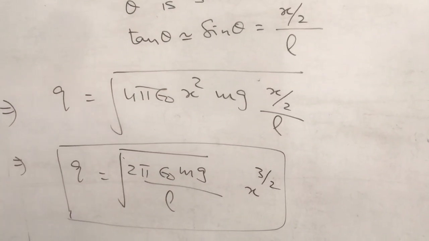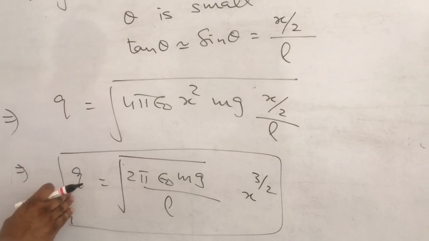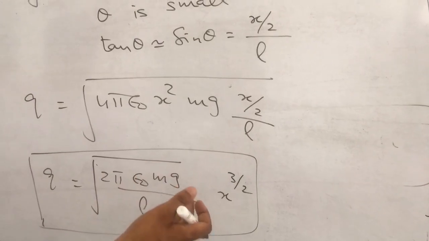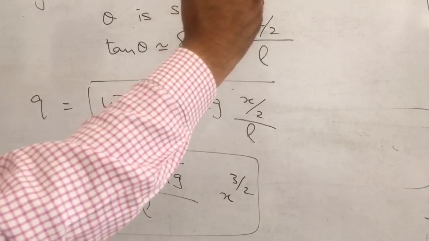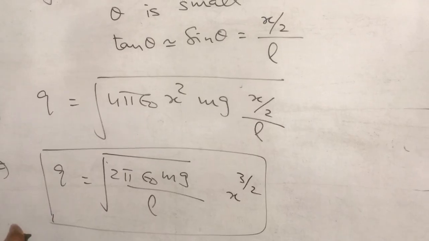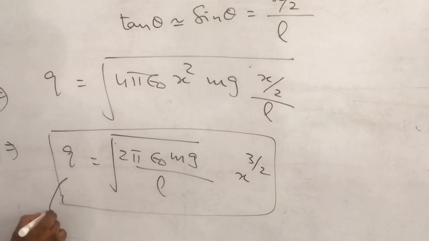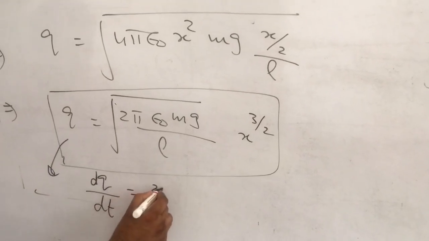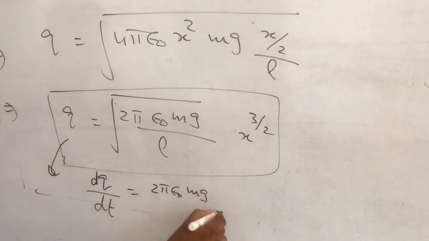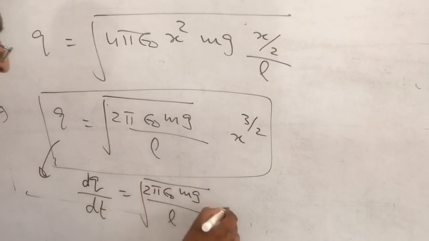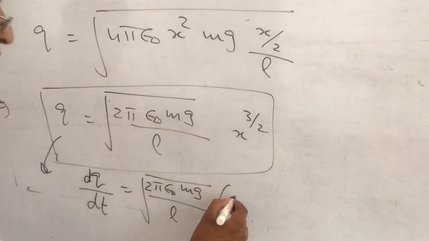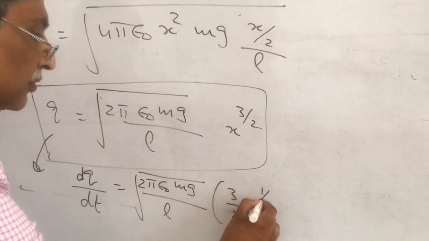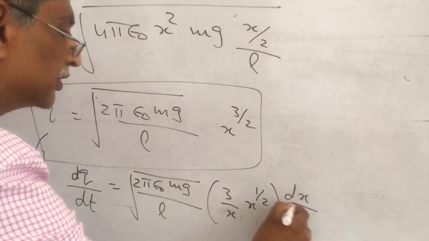If I differentiate this equation, on the left hand side I'll find dq by dt, and on the right hand side I'll find dx by dt, and dx by dt is nothing but the velocity with which the two spheres are approaching each other. Now differentiate this equation. I'll find dq by dt is equal to 2 pi epsilon naught mg divided by L into, if I differentiate x to the power 3 by 2, it will be 3 by 2 x to the power half into dx by dt.